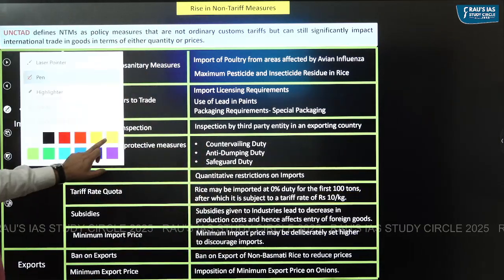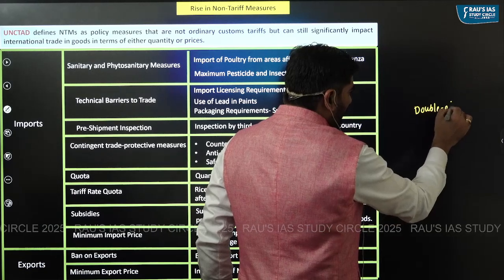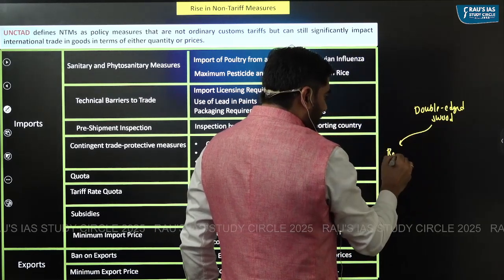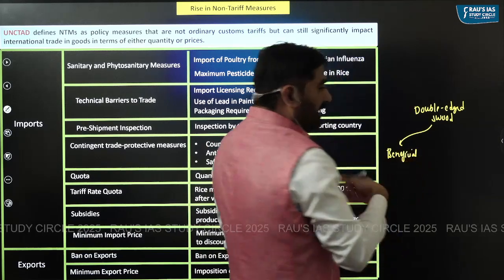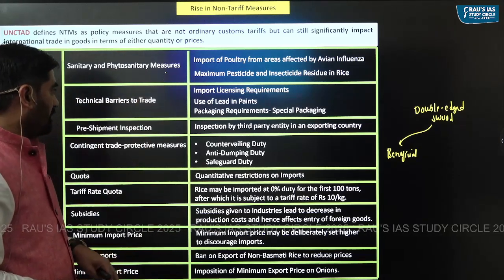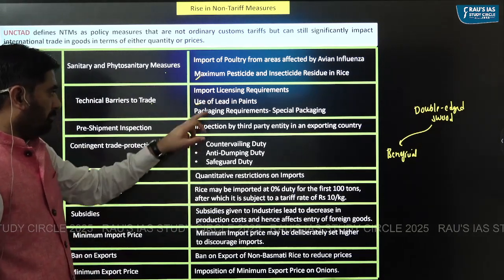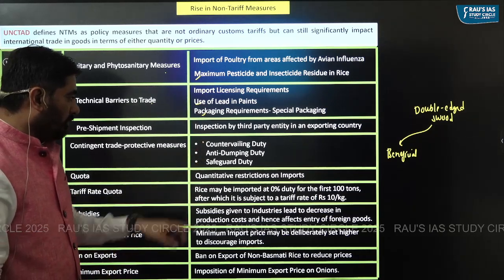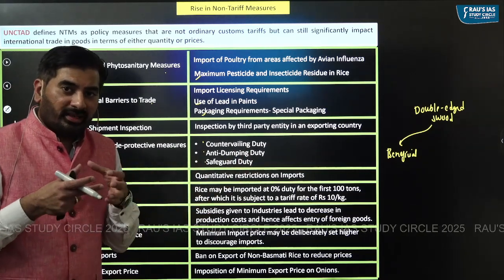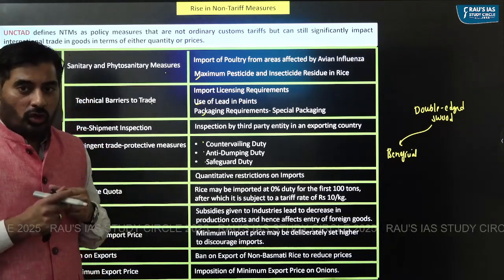So when you see all these non-tariff measures, I can say that these non-tariff measures are like a double-edged sword. Why I'm saying double-edged sword is because in certain cases, they are actually beneficial. They are needed actually. Take for example, sanitary and phytosanitary measure, technical barriers to trade, like maximum pesticide residue, use of lead in paints, packaging requirement, countervailing duty, anti-dumping duty, safeguard duty, they're obviously needed because they will help protect our domestic industry. They will help protect the health of plants, animals, as well as human beings.